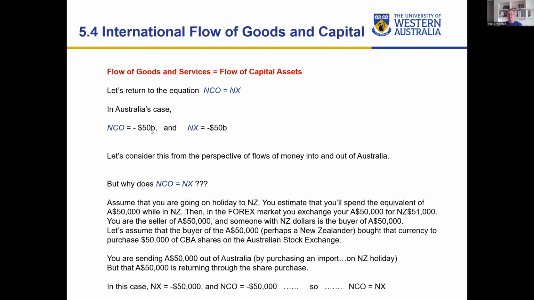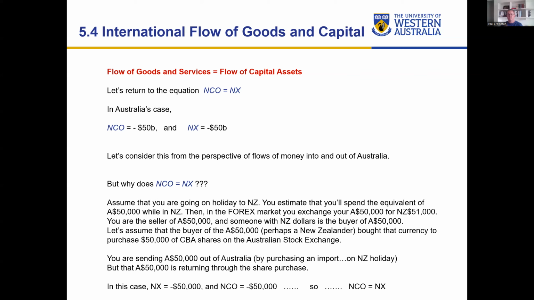So if this figure is negative, what does that mean in terms of investment flows? I'll just give you a second to figure out in your own words what minus 50 billion means. And when I say what does it mean, I mean in terms of foreign investment flows. Okay, so if you want more time, hit the pause button.